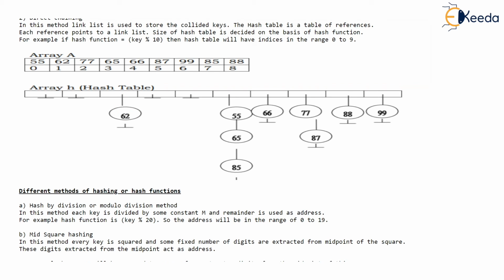By the way, don't forget, linear probing and direct chaining are methods to handle collision. Just remember this. If there is a collision, and naturally there will be some collisions, there are two methods. First is linear probing and second is direct chaining.